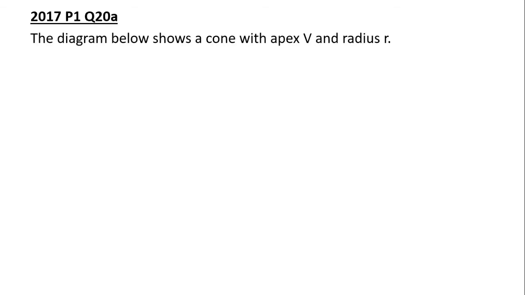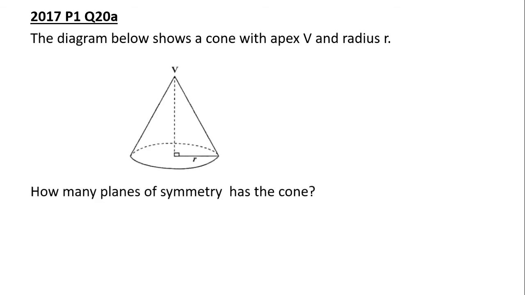2017. The diagram below shows a cone with apex V and radius R. How many planes of symmetry has the cone? Since the cone has a base which is a circle, and a circle has an infinite number of lines of symmetry, we can say that the cone has an infinite, or uncountable, number of planes of symmetry.